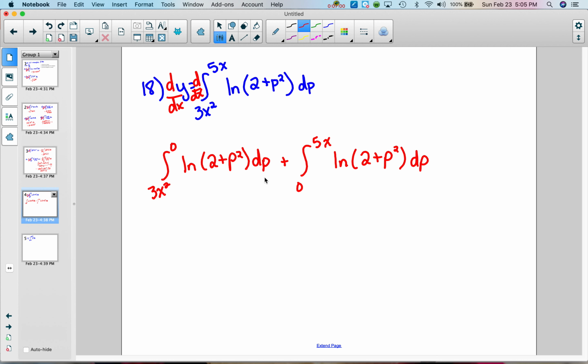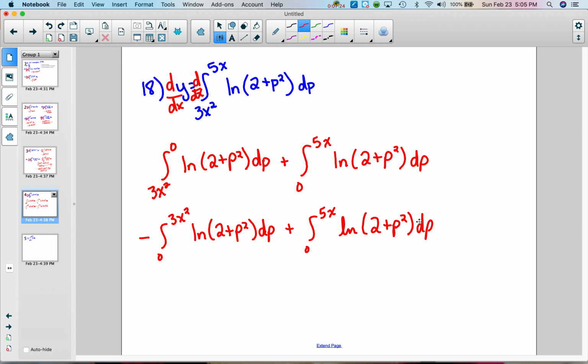dp. Now, this one is good except for the chain rule, remember. This one I have to switch. So I'm going to make that negative, and then from 0 to 3x squared. And leave this one alone. And I really should have my d/dx. I forgot that. Okay, so now we have the setup.